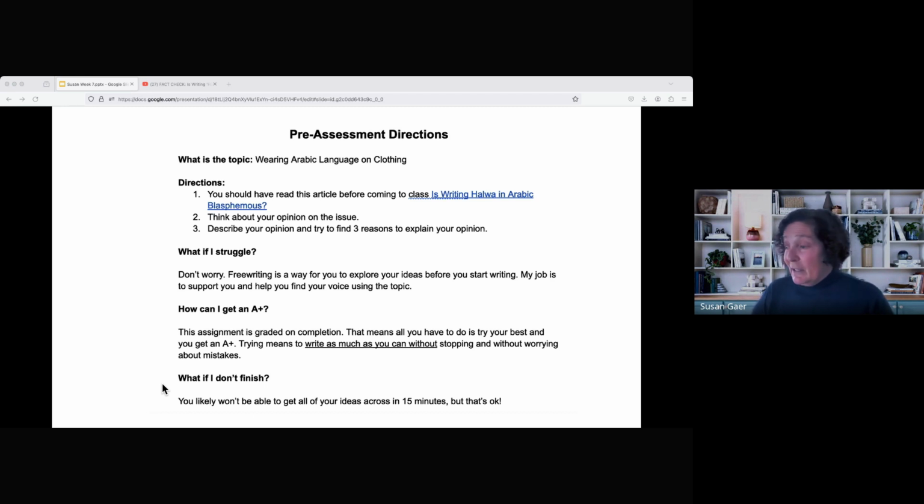So how can you get an A+? This assignment is graded on completion. That means all you have to do is try your best and you get an A+. Trying means to write as much as you can without stopping and without worrying about mistakes. So we don't want you to erase. We want you to keep writing. If you make a mistake, just keep writing. What if I don't finish? You likely won't finish. Don't worry about it.